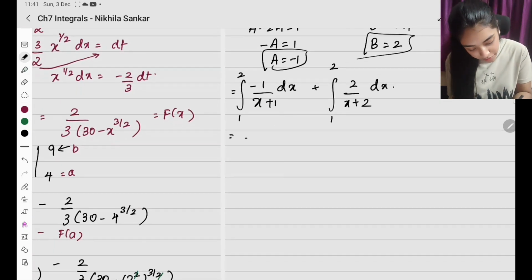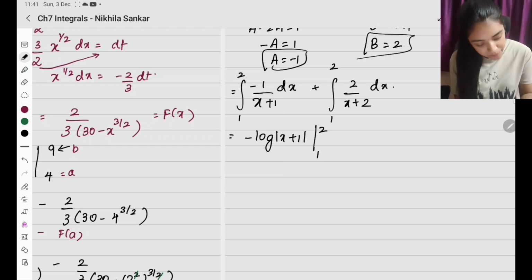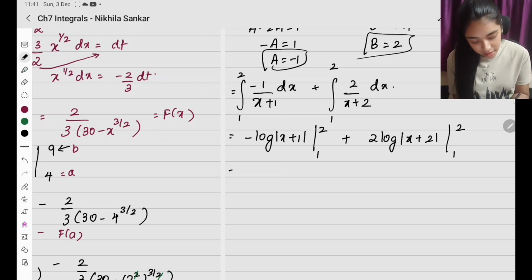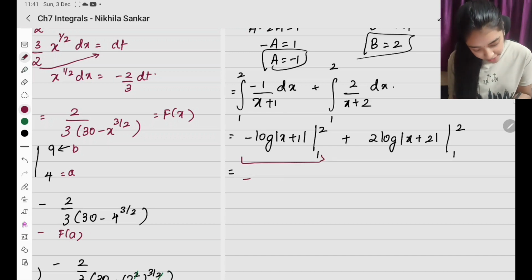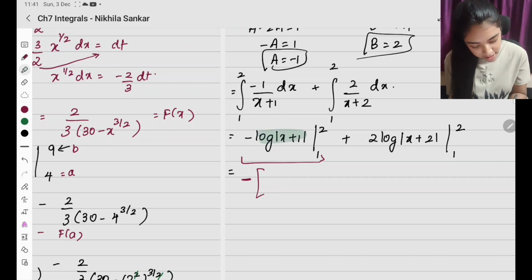Now, when I simplify, I have minus log mod x plus 1, bar 1, 2. Upper limit, lower limit, I'm going to substitute. Plus 2 log mod x plus 2, bar 1, 2. Okay. Now, this particular term, I have a minus sign. I'm going to take that outside. What is my function? This is my function.